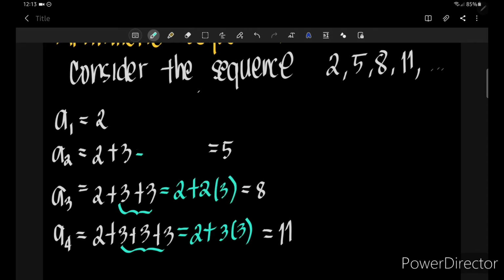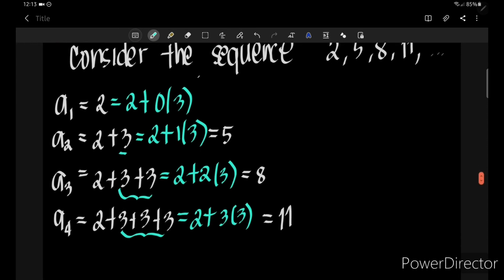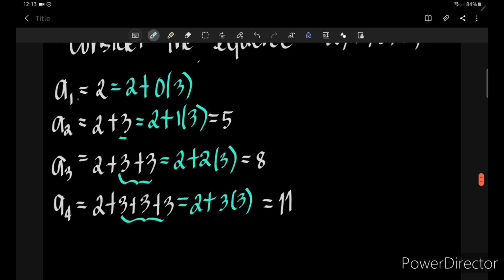Para naman sa A sub 2, 1 time lang nangyari yung 3, kaya pwede itong isulat as 2 plus 1 times 3. And since wala tayong in-add na 3 sa ating first term or si A sub 1, pwede natin itong isulat naman as 2 plus 0 times 3. Now, anong ma-observe nating pattern? Yung subscript na meron tayo dito sa 1, okay? Nagbawas ka ng isa to obtain this value na 0. Kung mula sa 2 na subscript, bawas ka ng isa, makukuha mo yung 1.